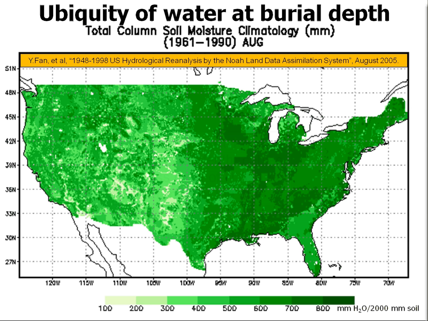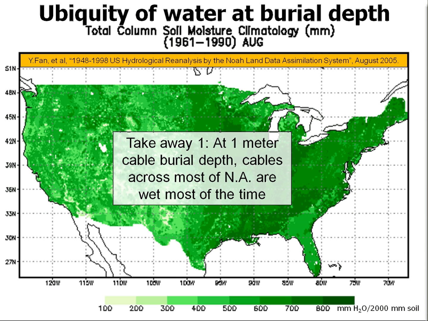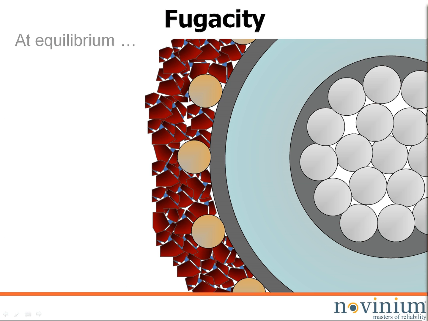Most of the soil in most of North America is wet most of the time, and that doesn't even account for landscaping irrigation, prevalent where most underground residential distribution cables are buried. Here's the part that trips up many people. Air at 100% relative humidity is no different than liquid water as far as the cable is concerned. To understand why this is so, let me introduce you to the concept of fugacity.